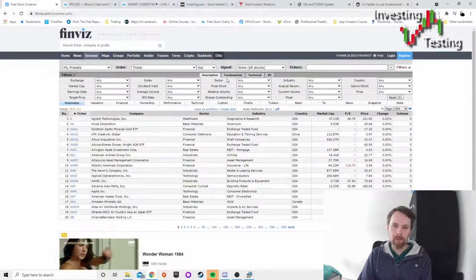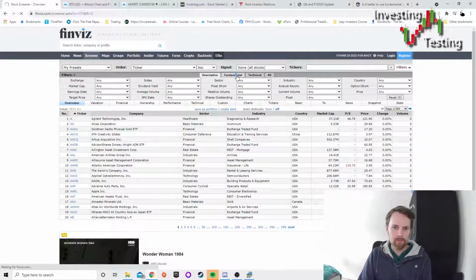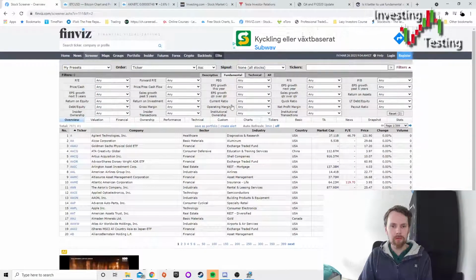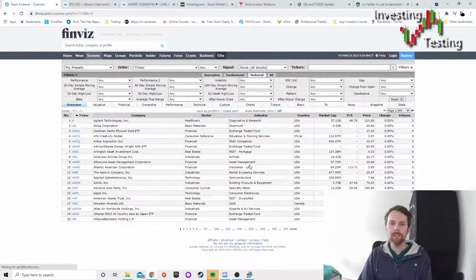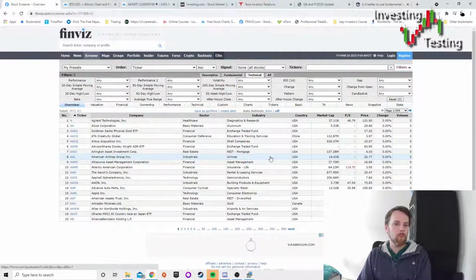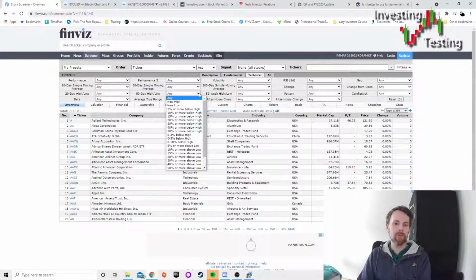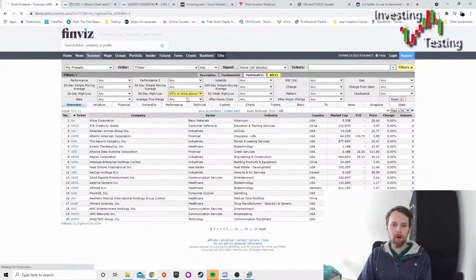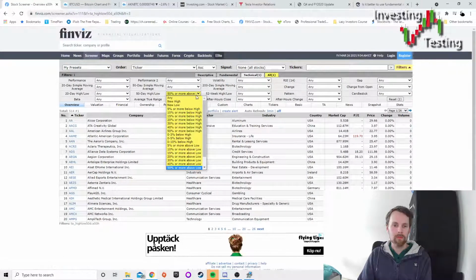So we go over up at the top here. They've got a fundamental tab. Okay, that's cool. You've got EPS growth, yeah. But we'll go over to technicals, right? So we'll look for something which has gone down below its 50-day low. And we'll say that we're going to look at something that's gone down 50% or more above low, below high.